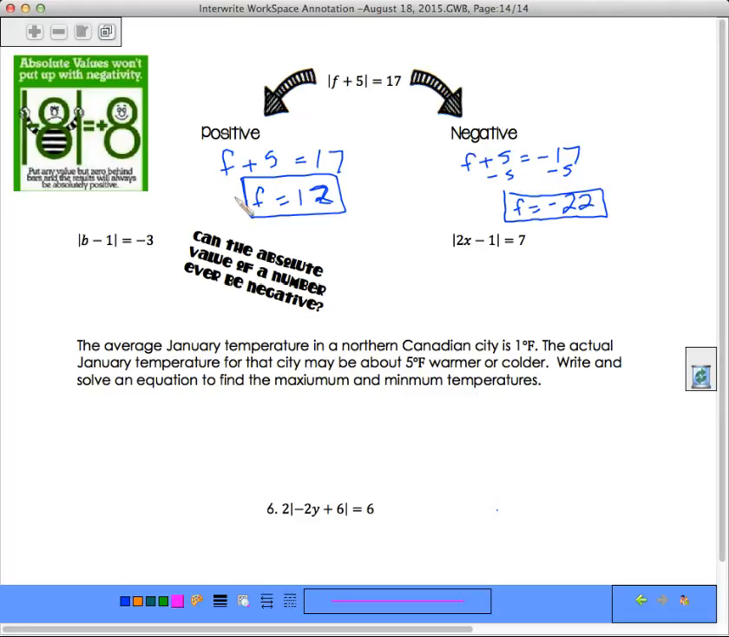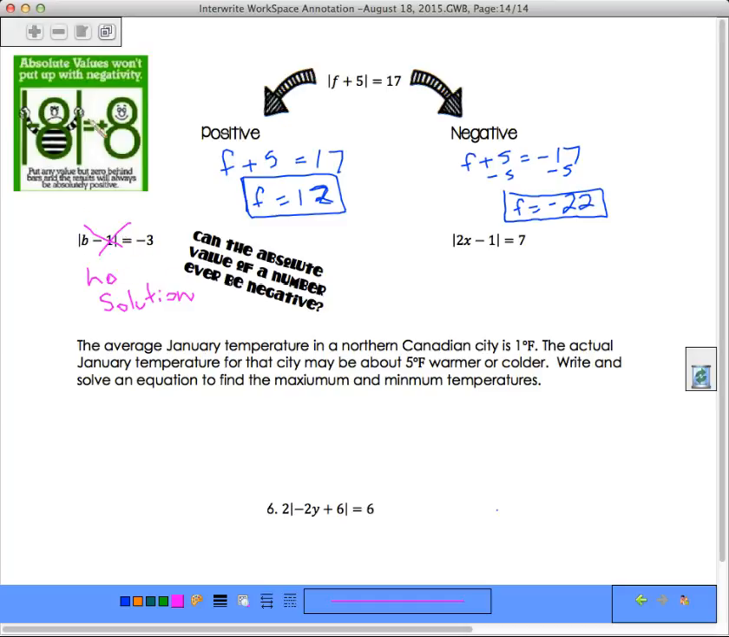All right, coming down here, it says, can the absolute value of a number ever be negative? So what's over here in this case is negative. Remember, absolute value is the distance. Our distance can't be negative. You would never say, I went negative 3 feet. It doesn't make any sense. Distance cannot be negative. So this is just no solution. Okay, can't have a negative on this side if the absolute value bars are alone on this side.